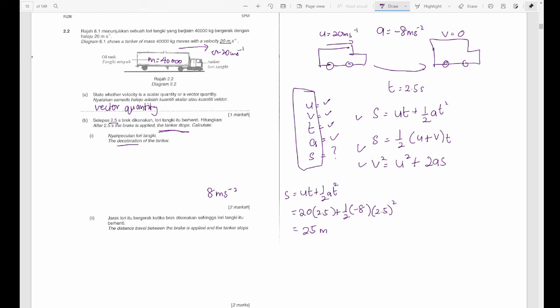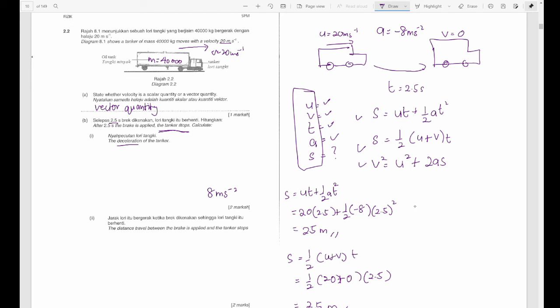Okay, let's say you want to use the second formula. S equals half (u plus v) t. So you can substitute the value. Half, u is 20, v is 0, and then t is 2.5. So you will get 25 meter. Okay, same answer as the first one.